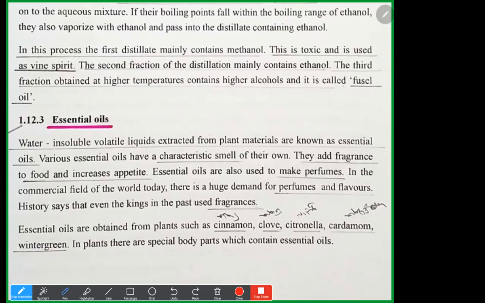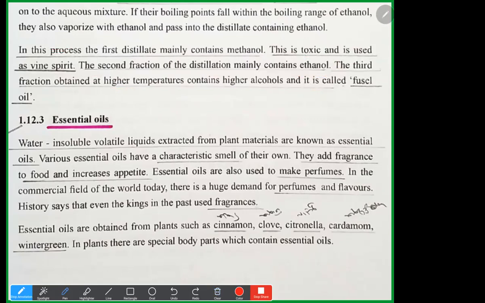Okay. The second fraction of the distillation mainly contains ethanol. The third fraction obtained at higher temperature contains higher alcohols, and that is called fusel oil. Okay, that's all about alcohols, ethanol, and vinegar. Then we are moving on to essential oil.